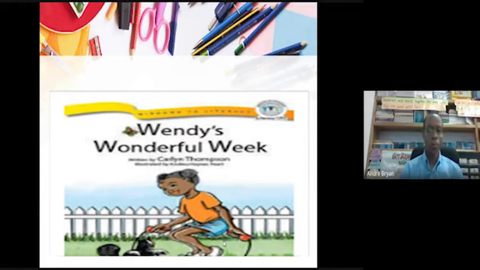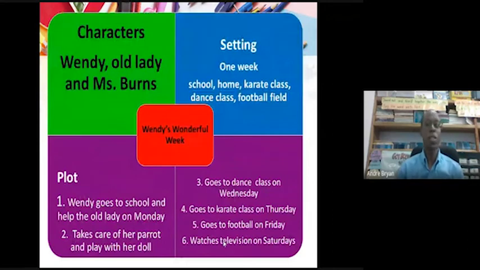So let's go. The characters in this story are Wendy, the old lady, and Miss Burns. Now, Wendy is the main character. She's who the story is all about. But there's also an old lady who is in the story. And there is another lady by the name of Miss Burns. Now, Miss Burns is Wendy's dance teacher.